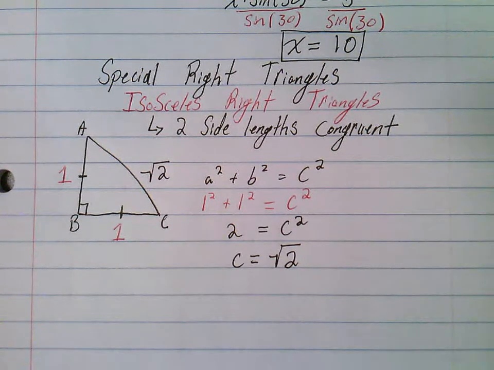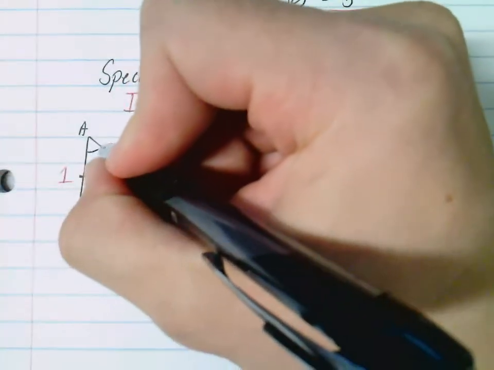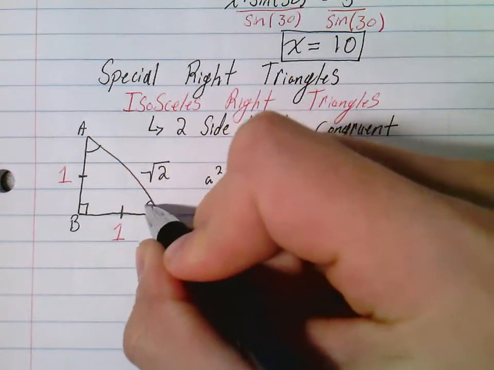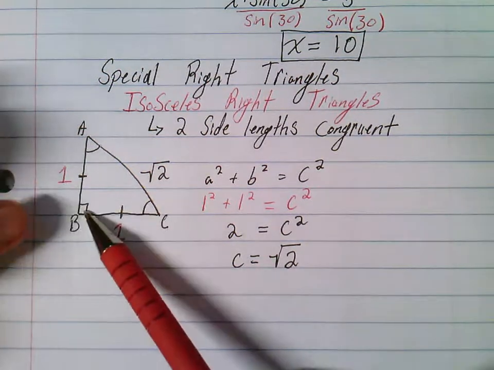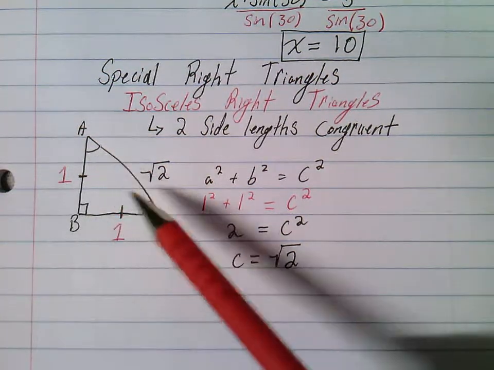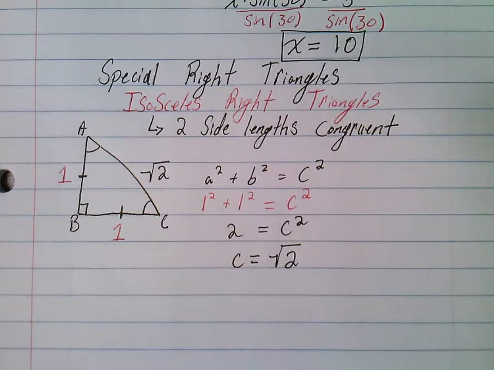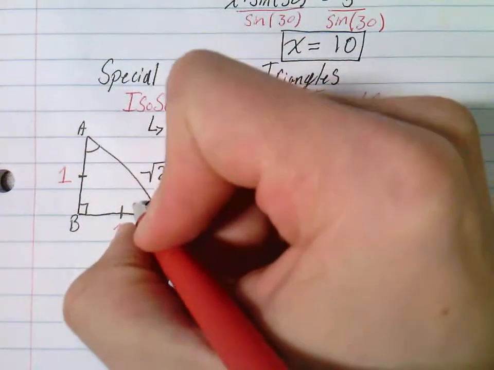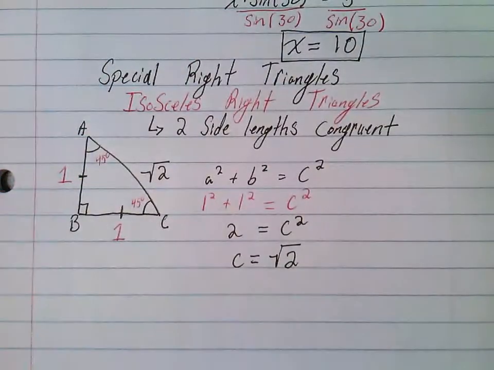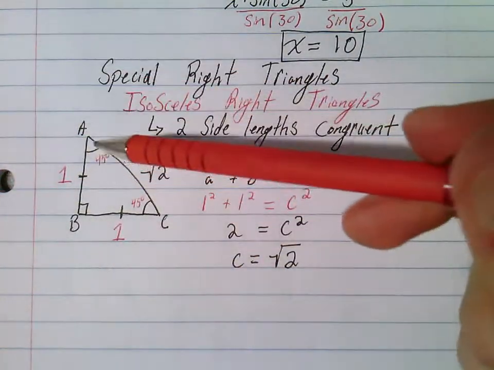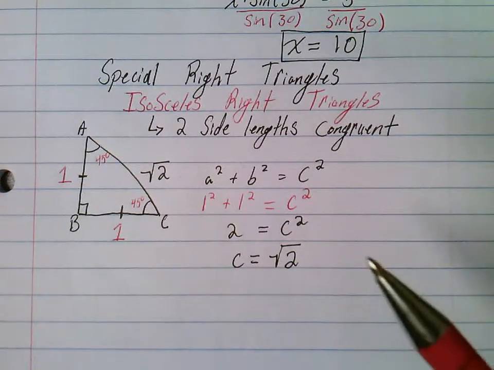Okay. We can also talk about these angles here. What do we know about angle A and angle C? If this is 90 and these are congruent, what do they both have to be? Good, Gavin. Yeah, they both have to be 45. So these are both 45 degrees. We can tell it's an isosceles triangle by the base angle measures. If the angles are congruent, we know it's isosceles.